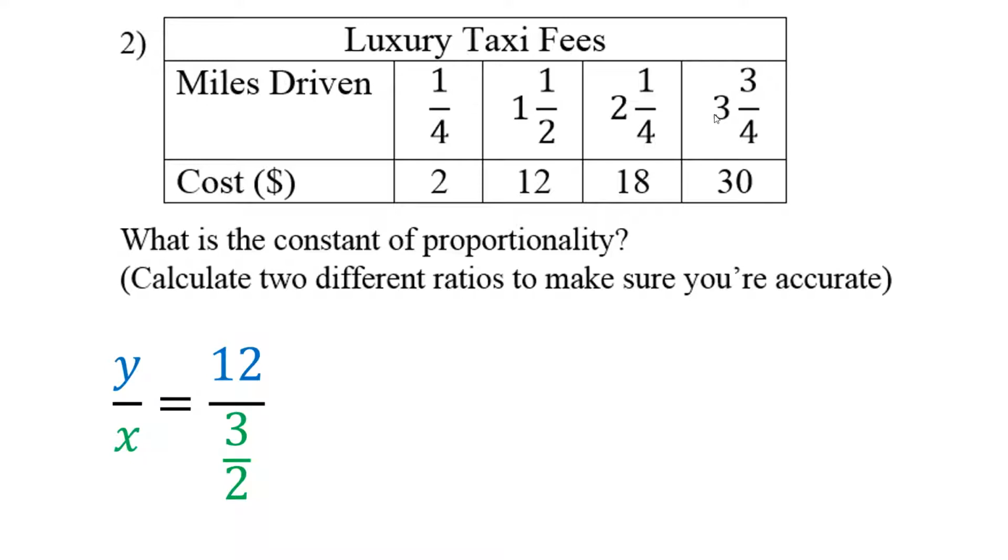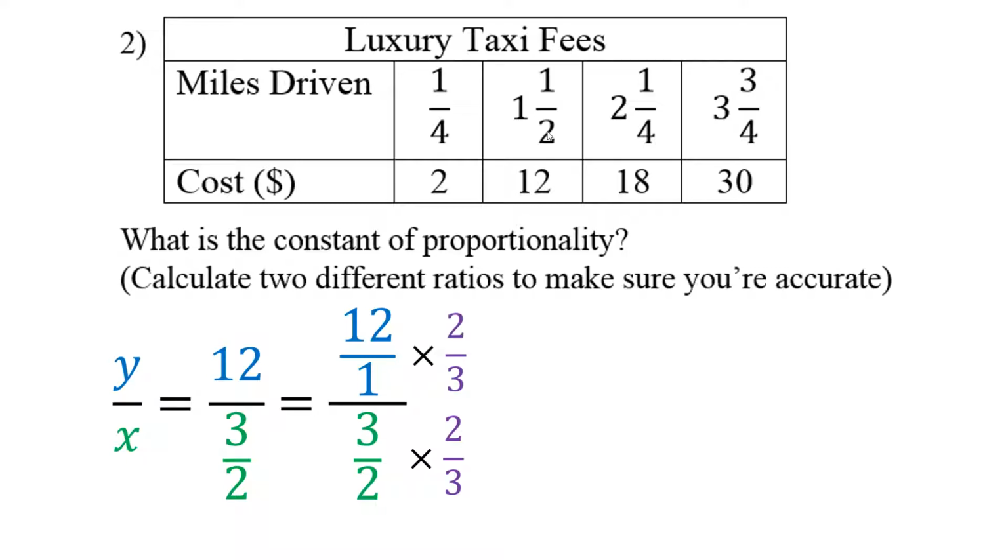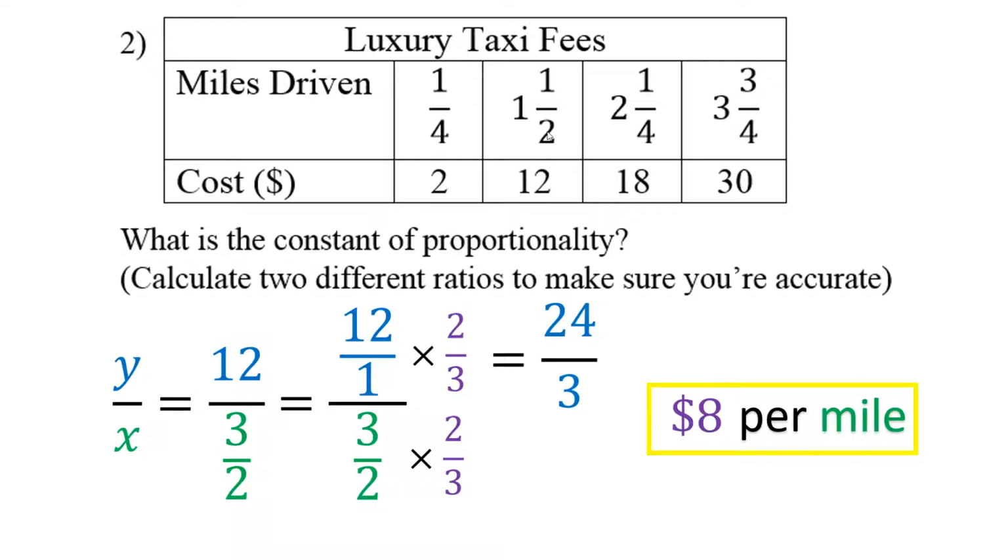So we have 12 over 1.5. I've already changed 1.5 into 3 halves. 2 times 1 is 2, plus 1 is the 3, and then the denominator stays the same. And then we change our 12 into 12 over 1. We multiply by the reciprocal of the denominator, and slide that number up into the numerator to keep things equivalent. We'll get 24 over 3, which simplifies to $8 per mile.